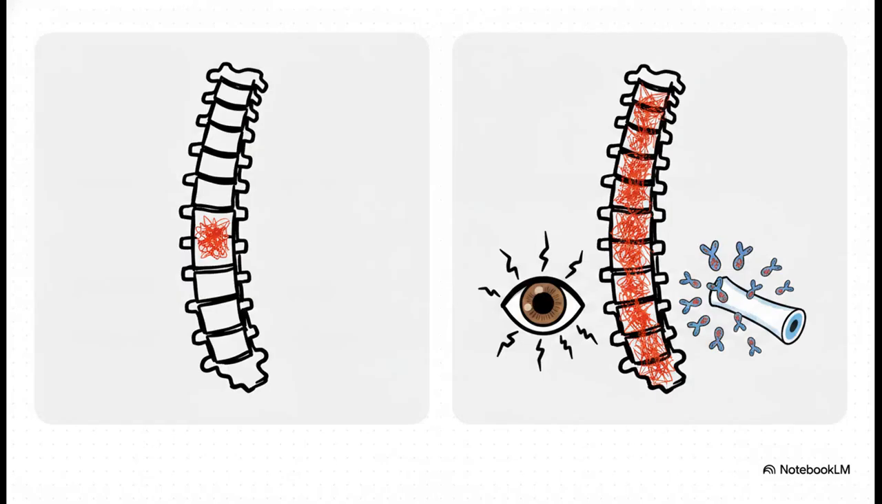But beware the mimics, guys. This is an incredibly critical distinction for your exams. MS versus neuromyelitis optica, or NMO. In MS, spinal cord lesions are usually relatively short. But in NMO, you are going to see longitudinally extensive transverse myelitis, meaning massive lesions spanning 3 or more contiguous vertebral segments. Furthermore, NMO is driven by very specific antibodies against aquaporin 4 water channels.